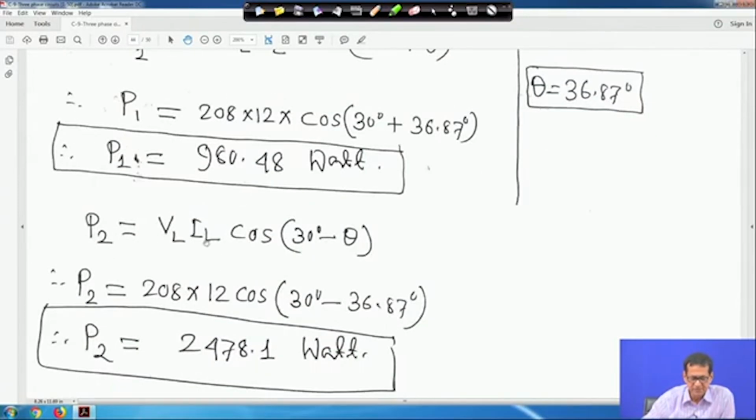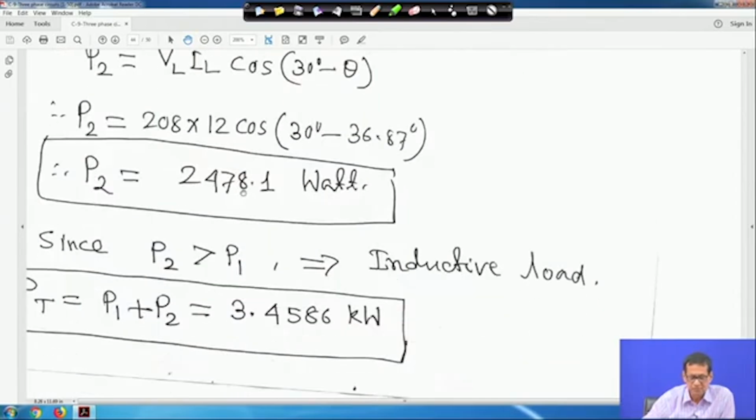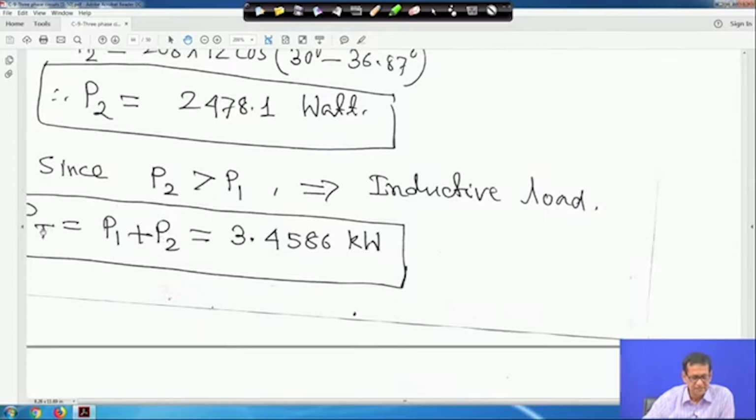Similarly, P2 is equal to VL IL cosine(30 degree minus theta). So P2 is 208 times 12 times cosine(30 minus 36.87 degree). So, it is 2478.1 watt. Now we can see P2 is greater than P1, which means it is an inductive load, because we have already seen it is inductive only. So, P2 greater than P1, and the total power PT is equal to P1 plus P2.